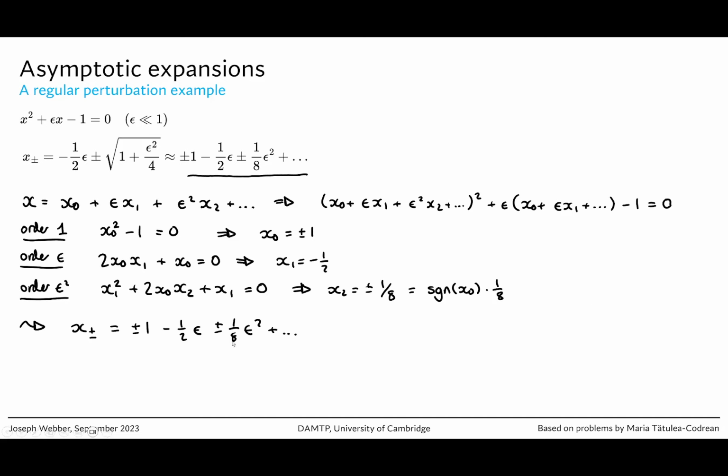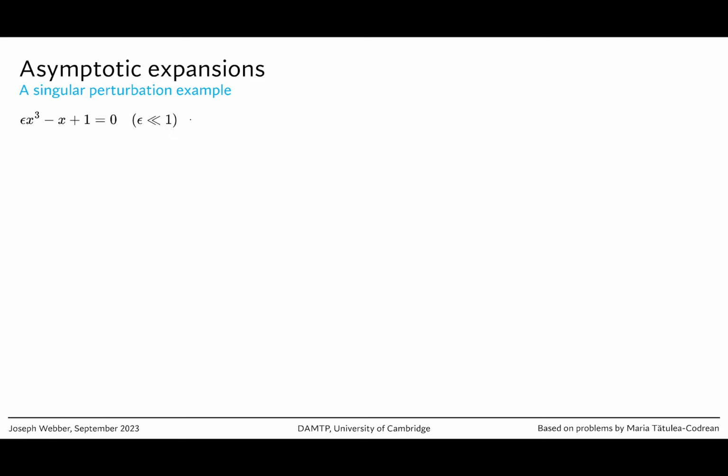So now let's consider a different problem. Let's consider a so-called singular perturbation. In this case, we have a cubic equation, but when epsilon equals 0, it becomes linear, and so we only have one root. But when epsilon is non-zero, we have 3 roots. They could be repeated, they could be complex, but we have 3 roots.